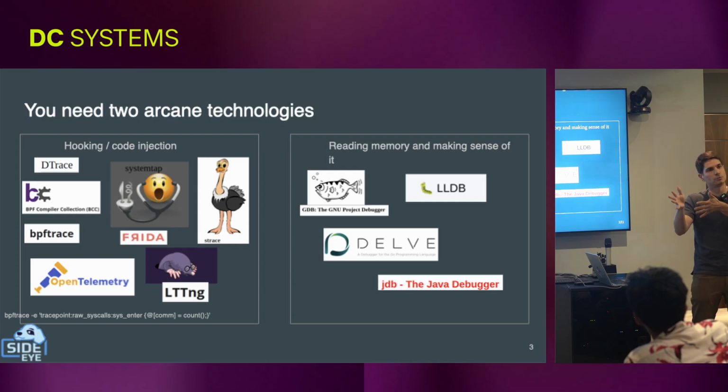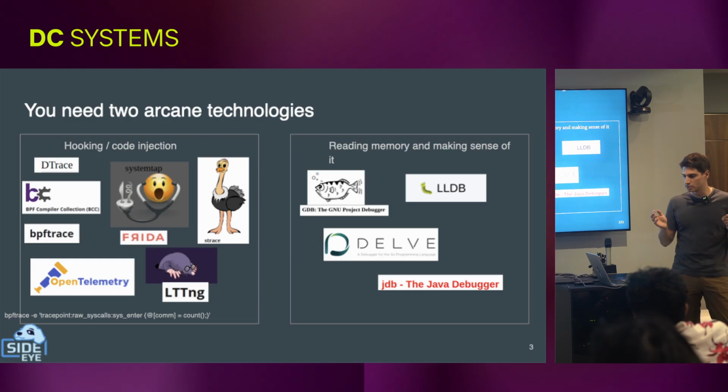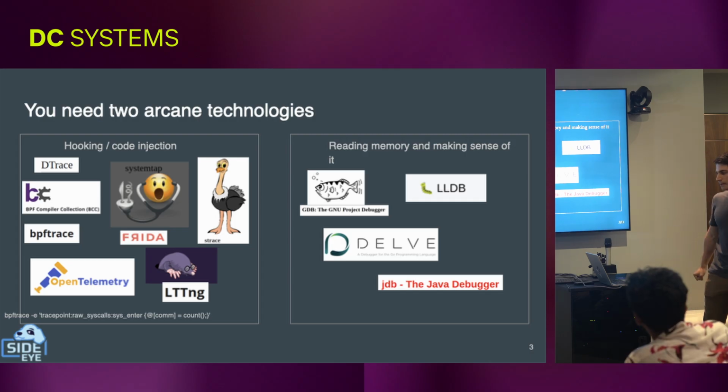Then this code that you injected, you wanted it to do certain things, like, for example, read memory from the target process. And not only read it, but also make sense of it, right? And then export the memory that was read to be analyzed, maybe outside of the process. Historically, there have been tools that do these two halves. We've had all sorts of tools that do hooking or code injection.